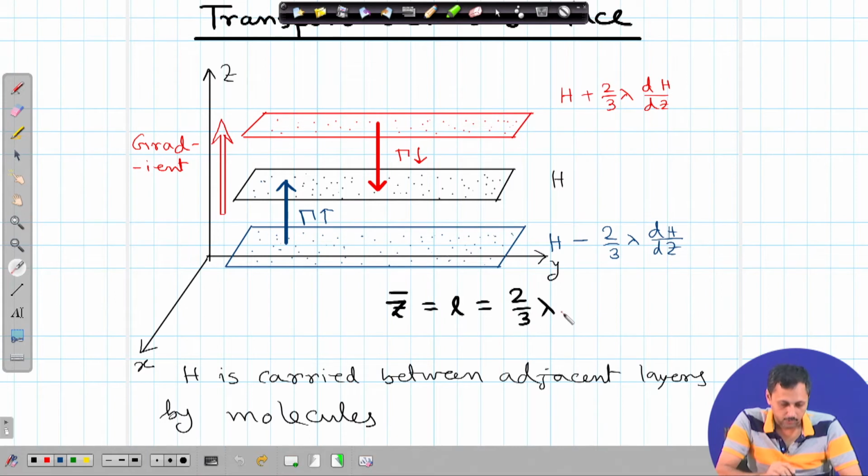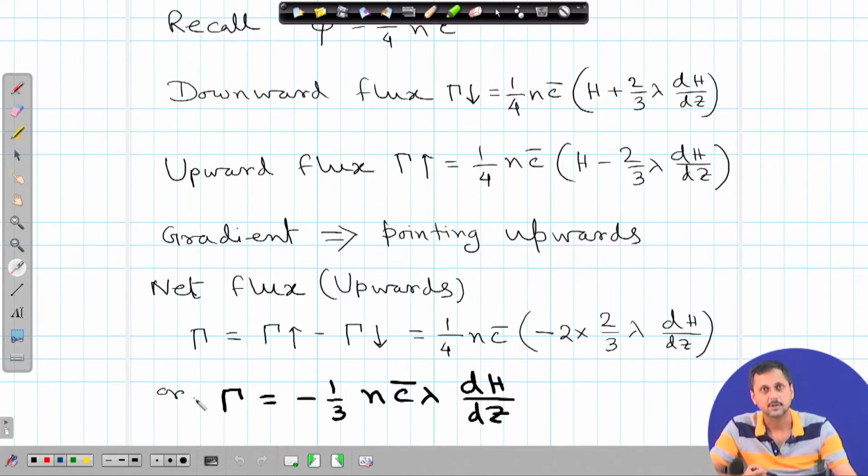So, H is the quantity that is carried between adjacent layers by molecules. Let us first finish this calculation, and then we will talk more about what this H could be and how it is carried between layers by molecules. So, let us move on from here.